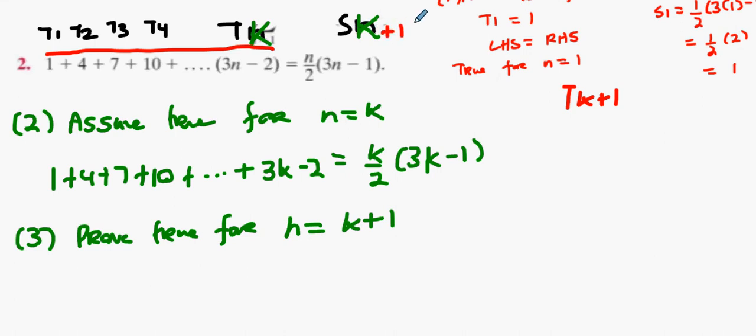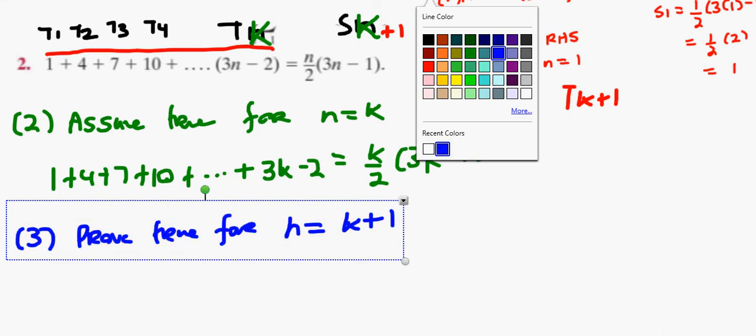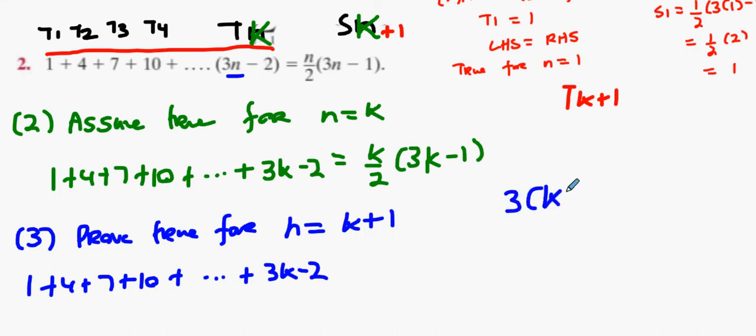S of k plus 1. Alright? And so what we're going to do is write down what we did last time, except it's going to be in blue this time. Alright? And we're going to do it here. So we're going to do exactly the same thing as last time. We're going to go 1 plus 4 plus 7 plus 10 plus ... plus 3k minus 2. Now how do we figure out what the next one is? Replace n with k plus 1. 3 times k plus 1 take away 2. What is 3 times k plus 1 take away 2?